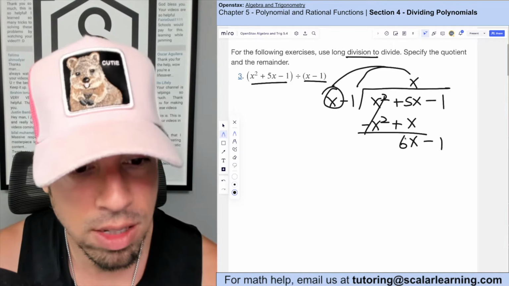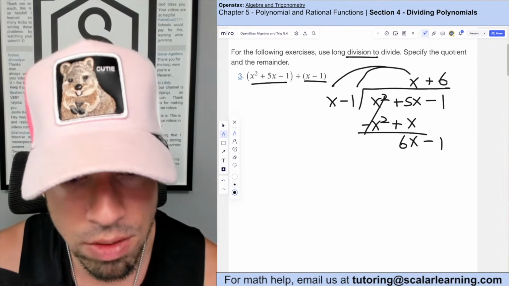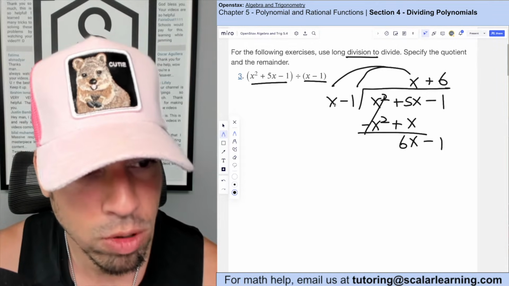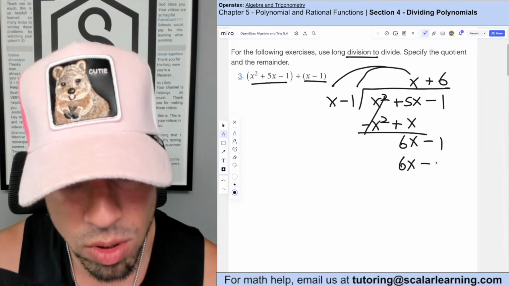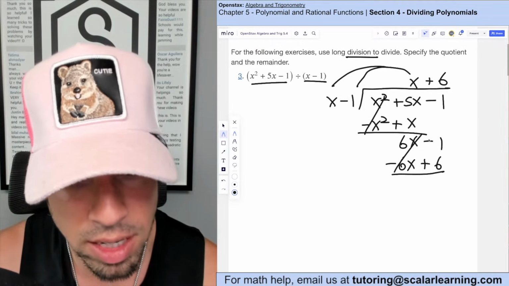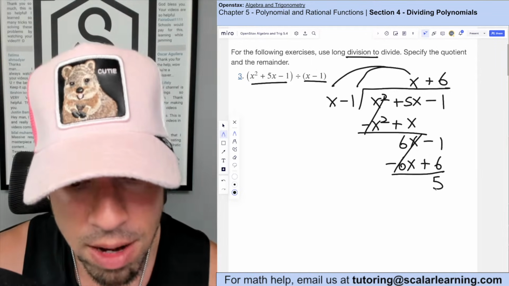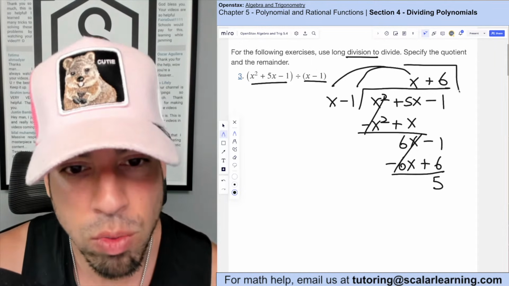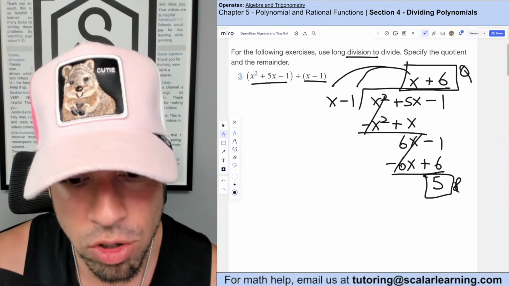And then looking at these leading terms, x goes into 6x 6 times. That's a positive 6. So 6 again now multiplies x and -1. 6 times x is 6x. 6 times -1 is -6. Again, we're going to negate, negate, add together, and it cancels out. And that's what we want, right? -1 plus 6 is 5. So here is my quotient, okay? And here is my remainder.